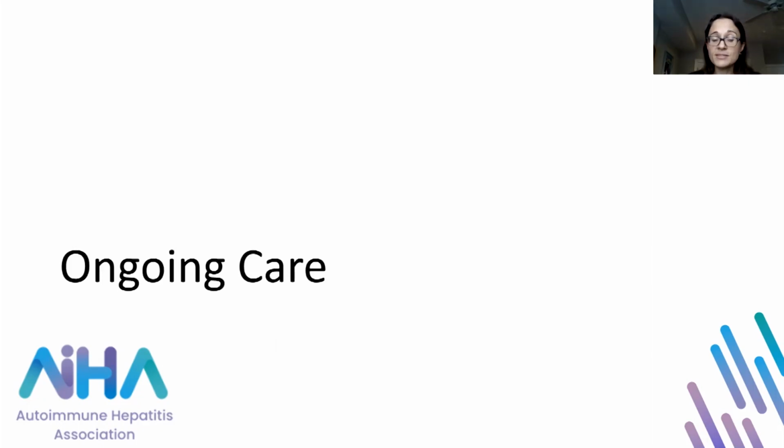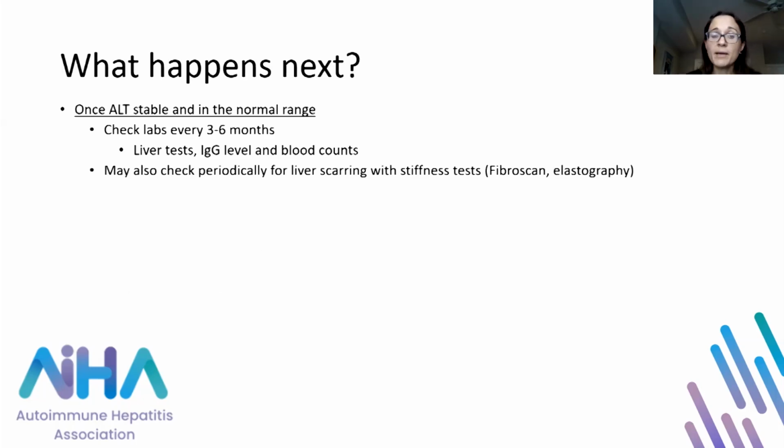So I'm going to spend my last segment just talking about ongoing care. So what happens next once you've started your initial treatment, assuming that everything's going nicely, that the response has been good? Once the ALT is stable and in the normal range, your physician will continue to space out labs, typically every 3 to 6 months or so.